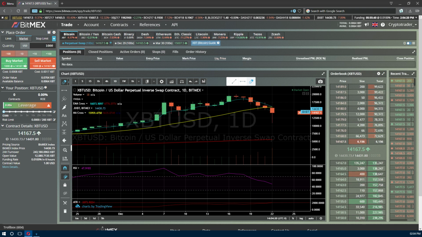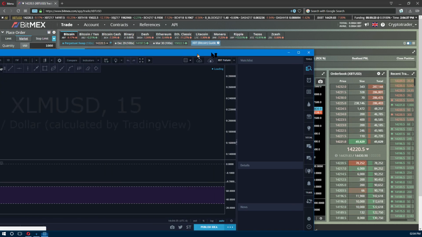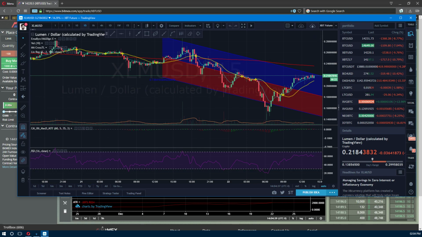Let me pull up my TradingView. One thing good about BitMEX is you can use TradingView with it. It's pretty good. It's dope. If I can remember how to pull up TradingView. There it is. Who can it be now?